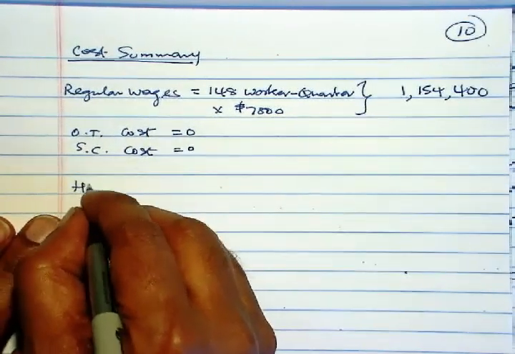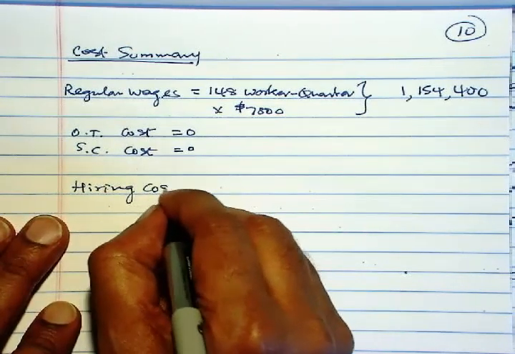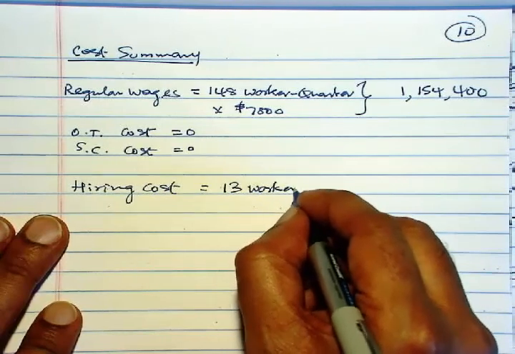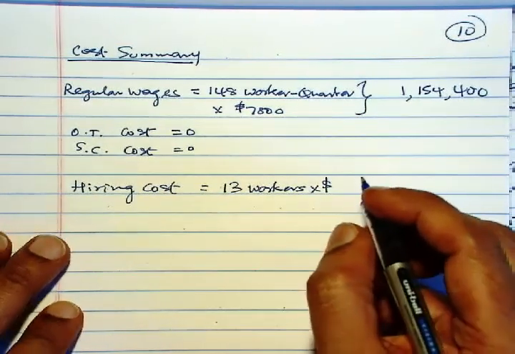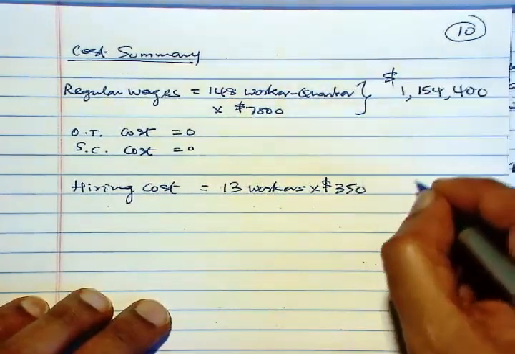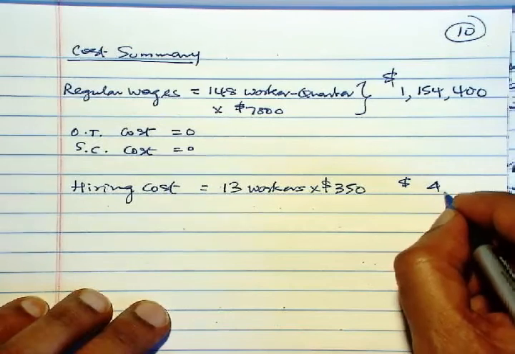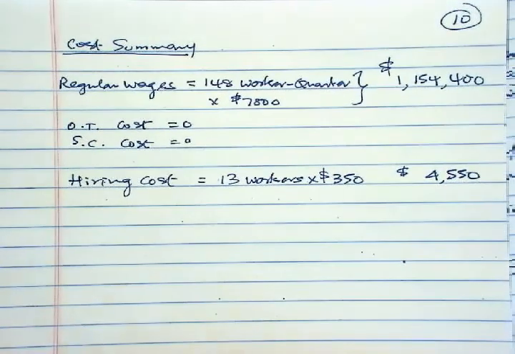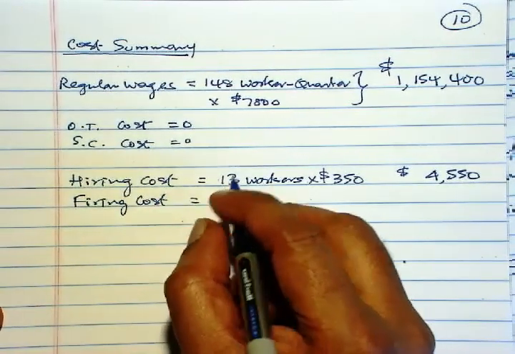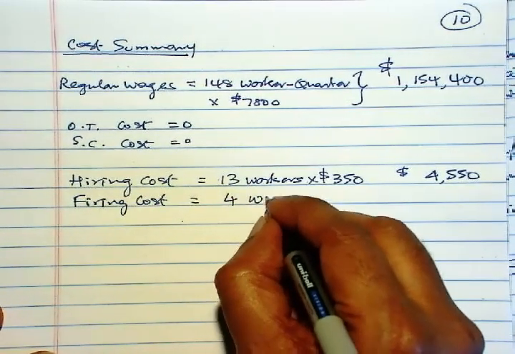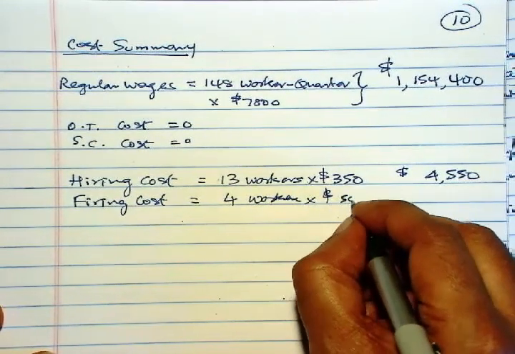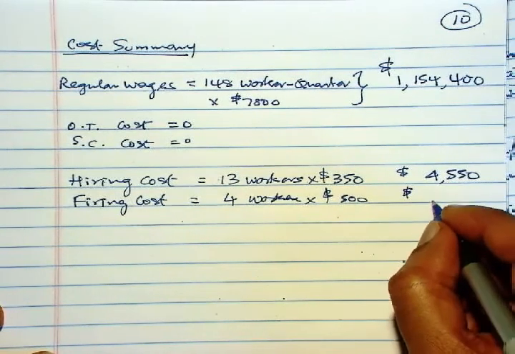Okay, hiring cost: we hired a total of 13 workers over 4 quarters times hiring cost per worker of 350. So that is 4,550. Firing cost: we fired a total of 4 workers and the firing cost per worker is 500. So that will give us $2,000.